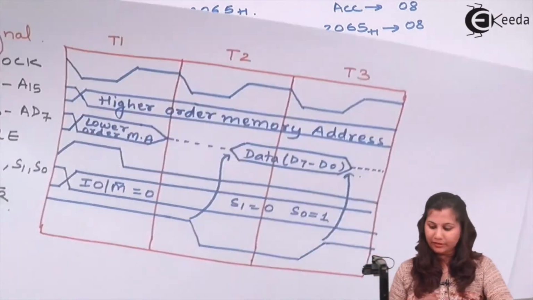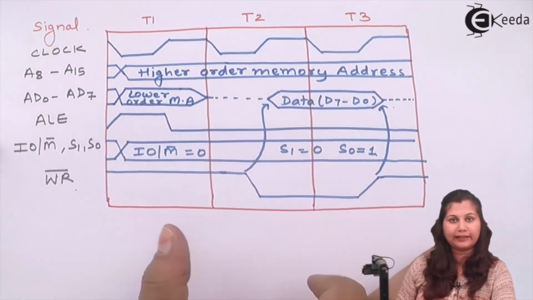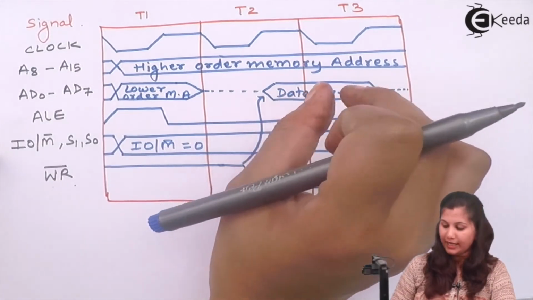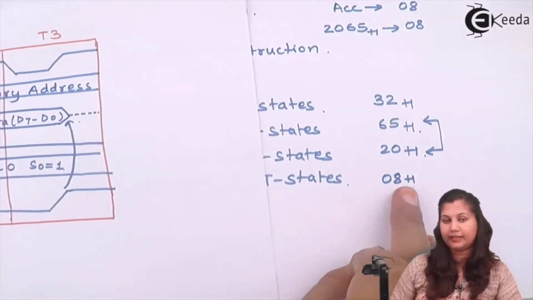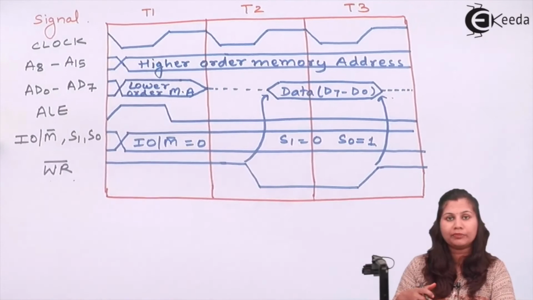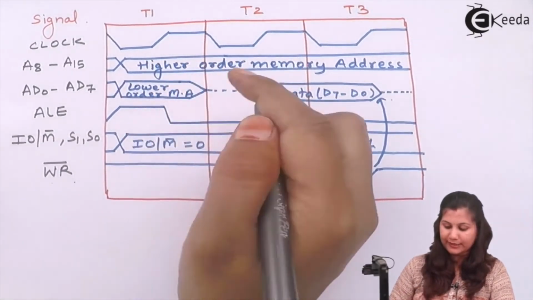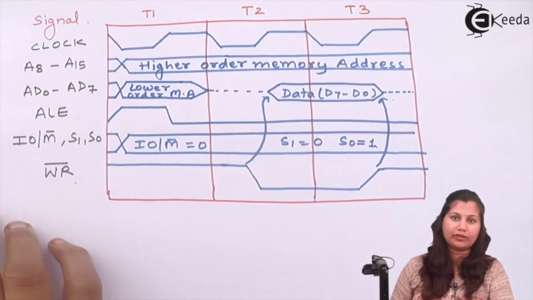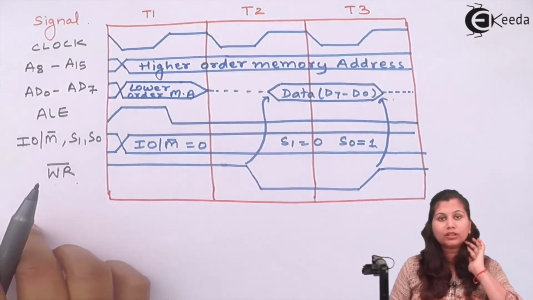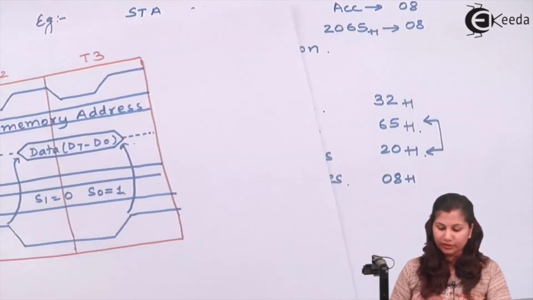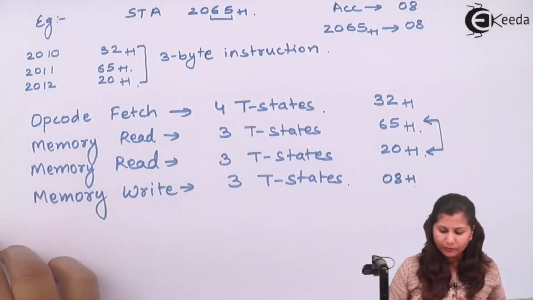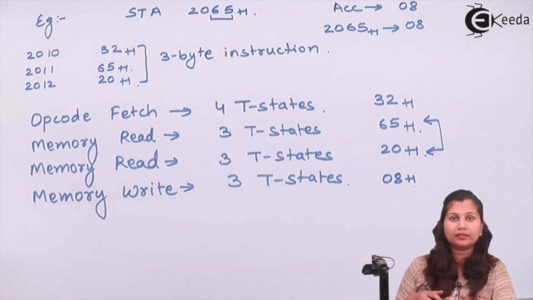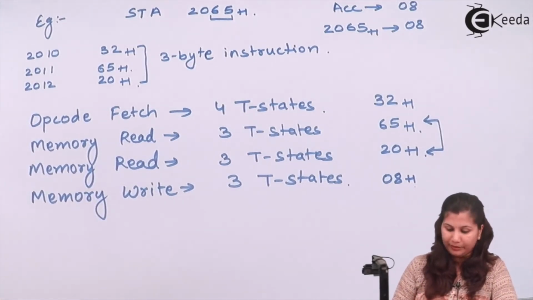So in this memory write machine cycle, in the timing diagram we have studied, here we have the data, which will be 08, and this 08 data will be written into the memory location 2065, which is available on the higher order and the lower order address bus. So this is how the memory write machine cycle works, and it generally occurs in 3-byte instructions which require the write operation for the memory.